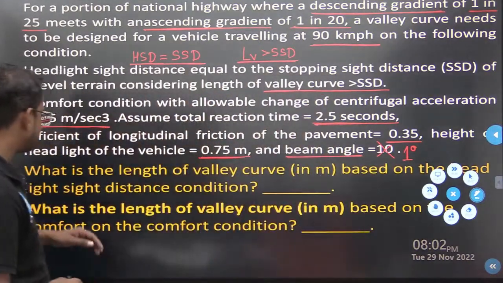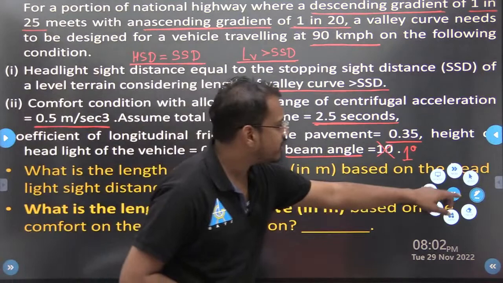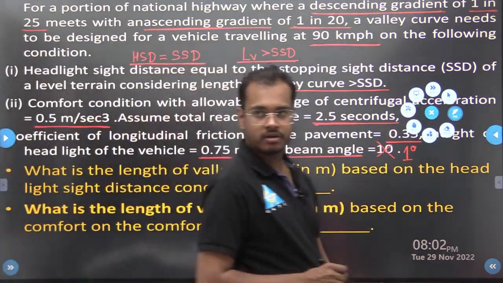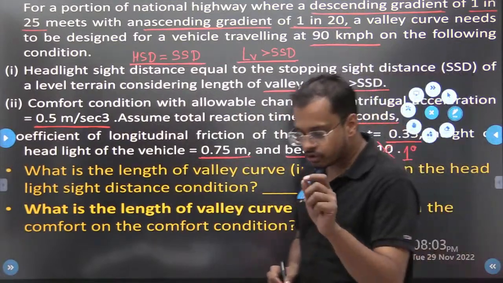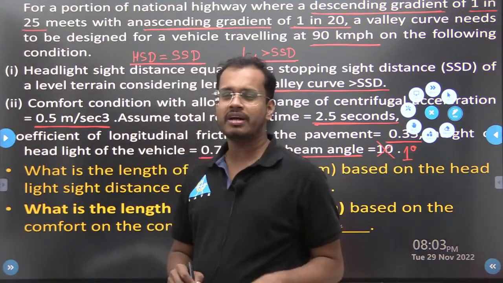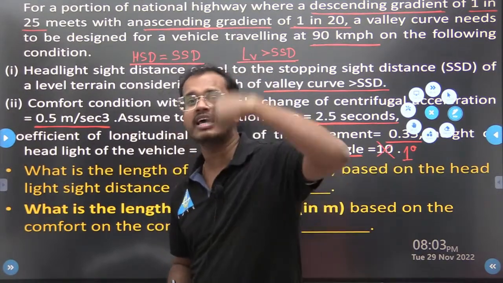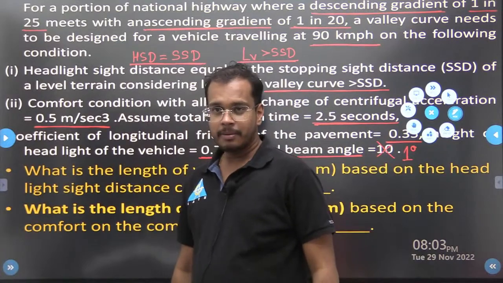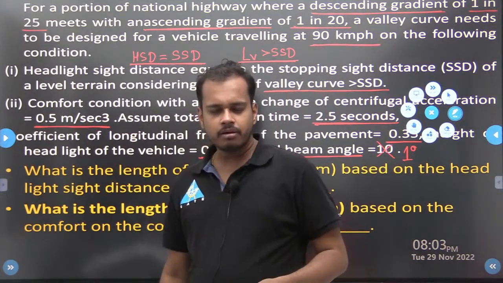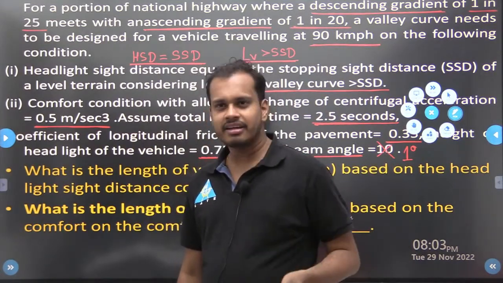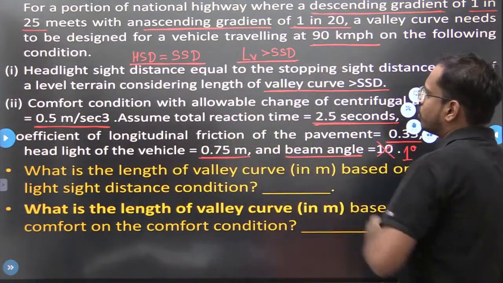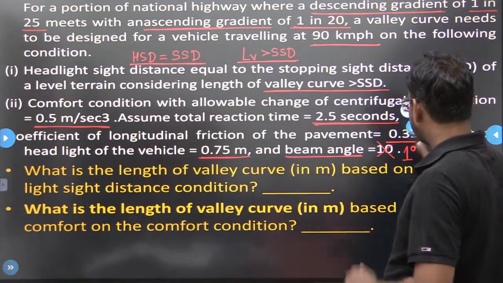The first question is, what is the length of valley curve in meter based on headlight sight distance condition? We already know that if length of valley curve is greater than headlight sight distance, then the formula is N S square dividing by 2h plus 2S tan beta. Am I right? h is already given. We can find the value of N because descending gradient and ascending gradient slope is directly given. Now, how to solve this particular problem? Now, see here.